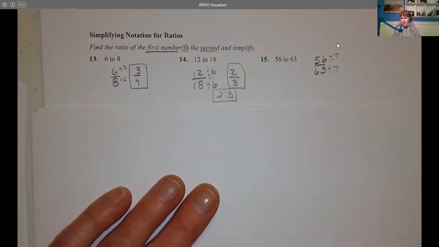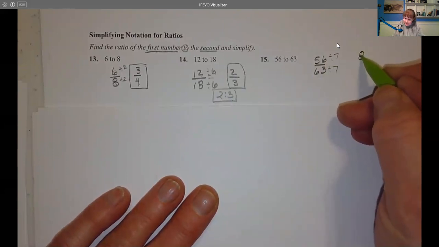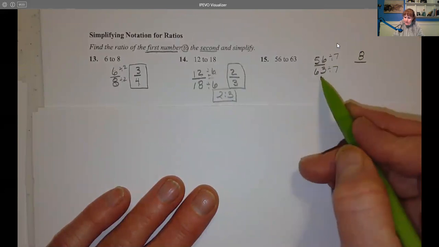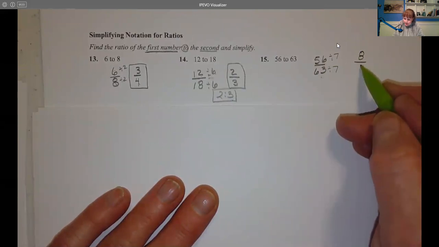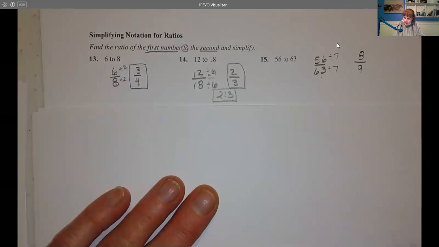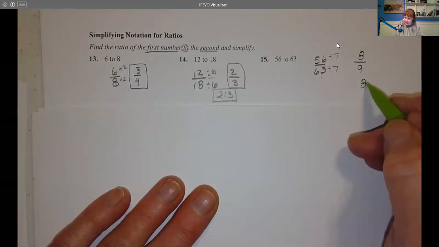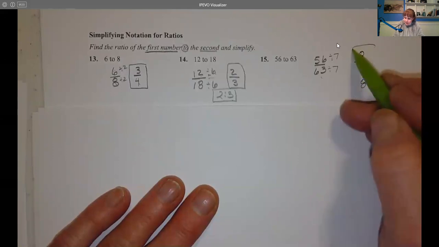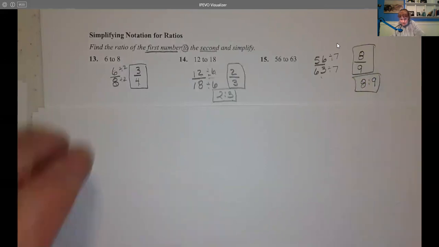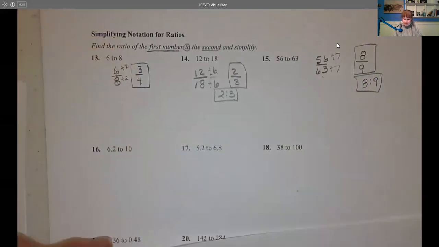Okay. So let's see, 56 divided by 7 is 8. 63 divided by 7 is 9. Or you could write it as 8 to 9, either way. Okay, let's look at maybe something a little bit harder.